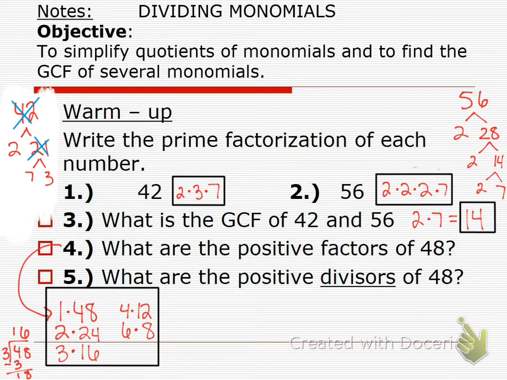Now, the tricky part about 4 and 5. Number 5 asks what are the positive divisors of 48. Well, we just found all of them. It's the same list. So the answer for 5 for divisors, that would be the same exact list. Those factors are also divisors. They divide evenly into 48.